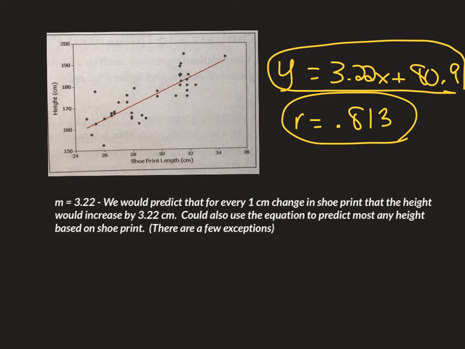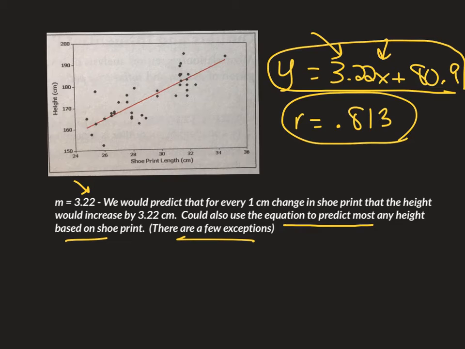Let's go through slope one more time. The slope on this equation is 3.22, which means we would predict that for every 1 centimeter change in our shoe print, the height would increase by 3.22 centimeters, because that's the rate of change. That's the slope. We could also use the equation to predict most any height. There are a few exceptions, and you're going to find out in a second.